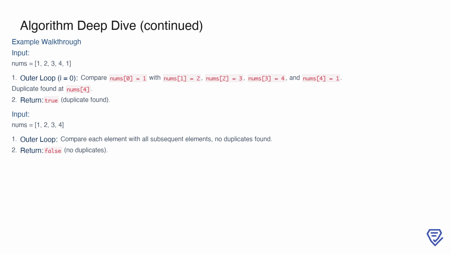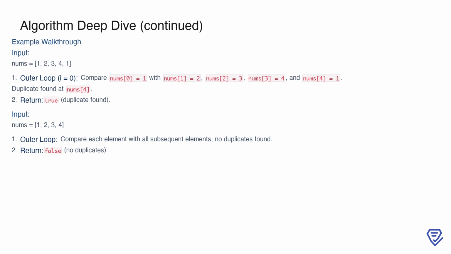To illustrate how the brute force approach works, let's walk through an example. Consider the input array nums equals 1, 2, 3, 4, 1. The outer loop begins with i equals 0, setting nums[0] equals 1 as the current element. The inner loop then compares nums[0] with nums[1] equals 2, nums[2] equals 3, nums[3] equals 4, and finally nums[4] equals 1. At this point, a duplicate is detected, and the algorithm immediately returns true.